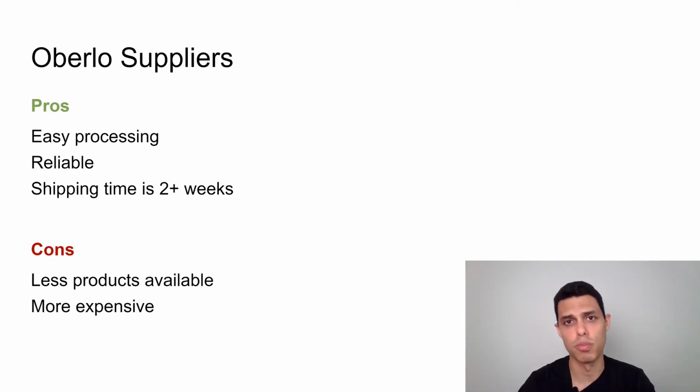Then you have Overload Supplier. This is a pretty well-known platform. It's super easy to use, easy processing to connect with Shopify. Also, it's pretty reliable. They've been in the business for a few years now, and the shipping time is 2+ weeks. The cons for this, as most of them, is that they have less products available and it's more expensive because they are acting as the middleman.